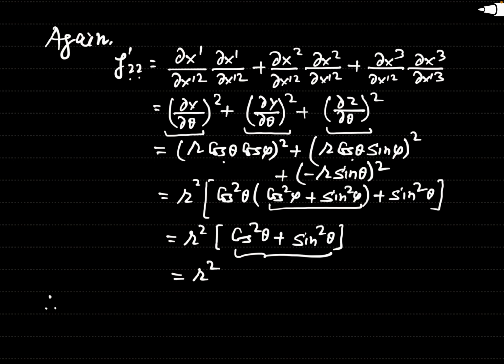So the value of G prime 2 2 is equal to r squared. These values are very important for seeing how we can transform the components of the metric tensor from Cartesian to a spherical polar coordinate system. Now, after getting the value of G prime 2 2, finally we will obtain the value of G prime 3 3.